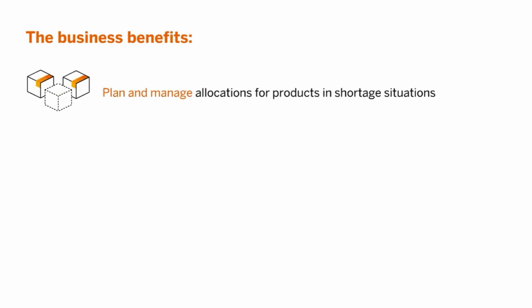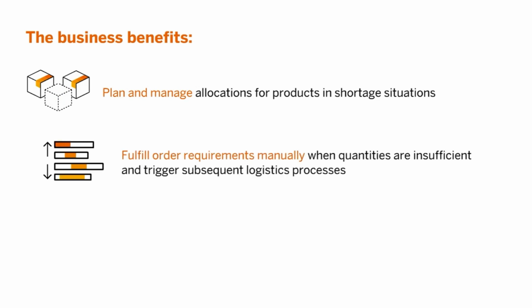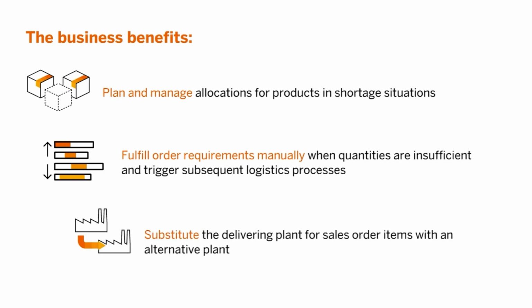The business benefits of this process are to plan and manage allocations for products in shortage situations, fulfill order requirements manually when quantities are insufficient and trigger subsequent logistic processes, and substitute the delivery plant for sales order items with an alternative plant, either for an entire line item or a sub-item.